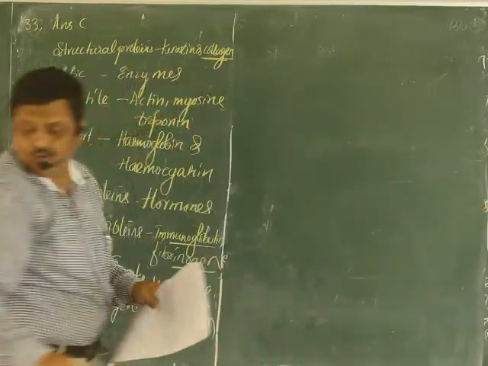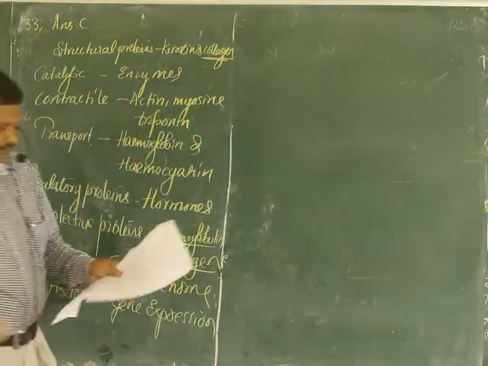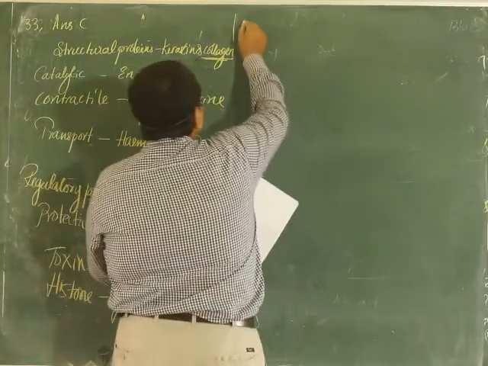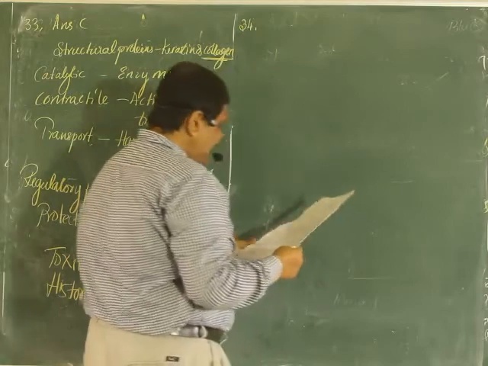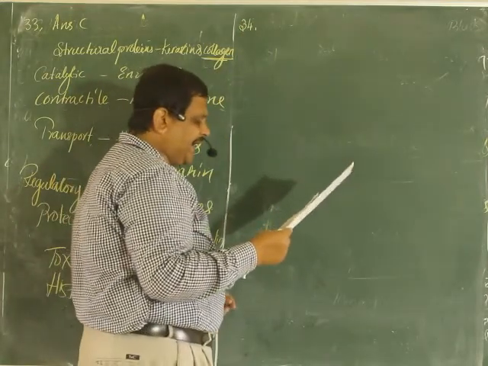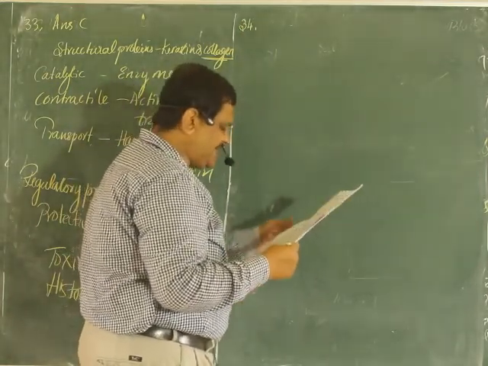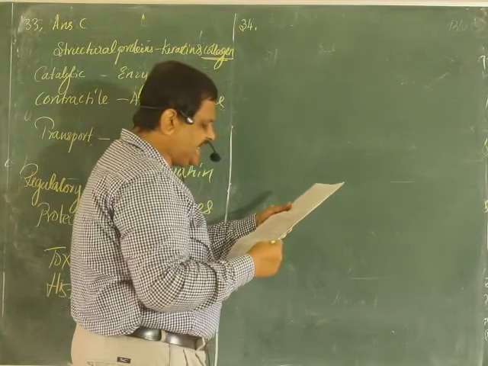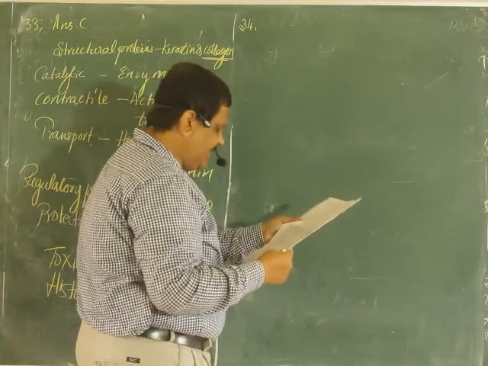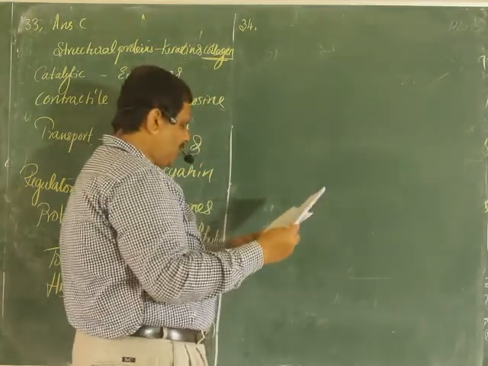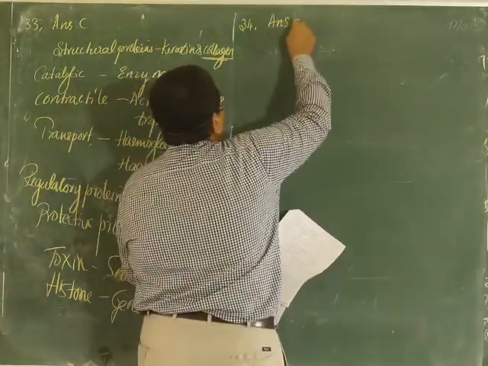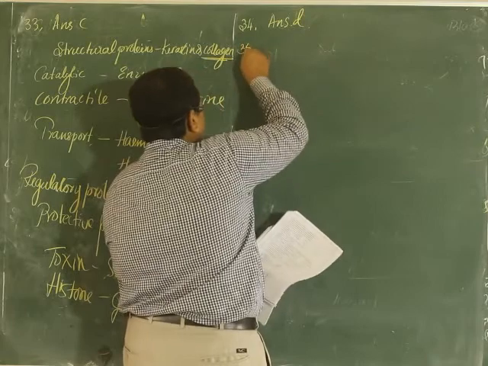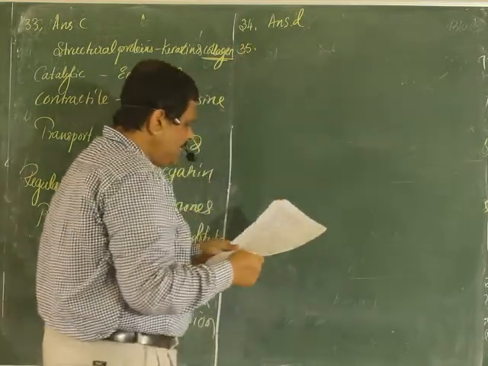Question number 34. Select the complementary nitrogenous base of the following sequence: A, G, C, T, A, C, A, C. So, it's a direct question. Answer is D.